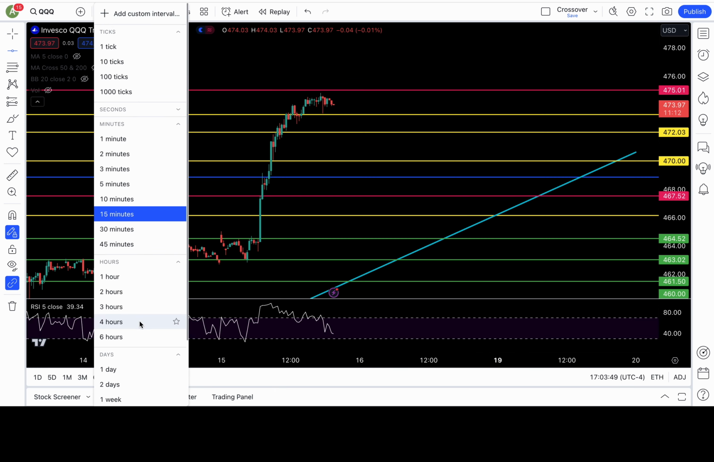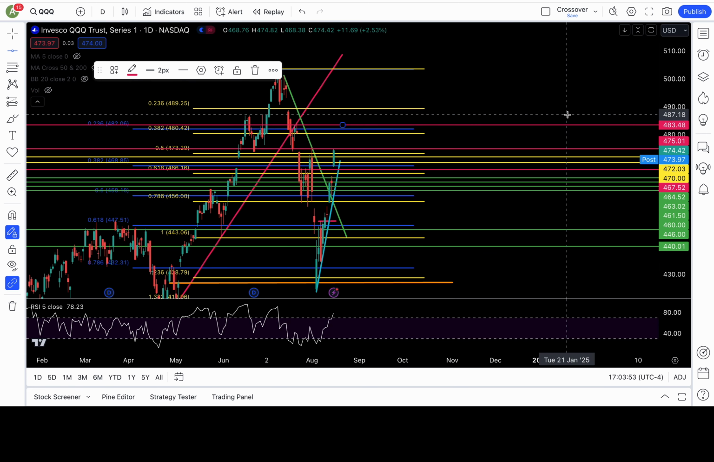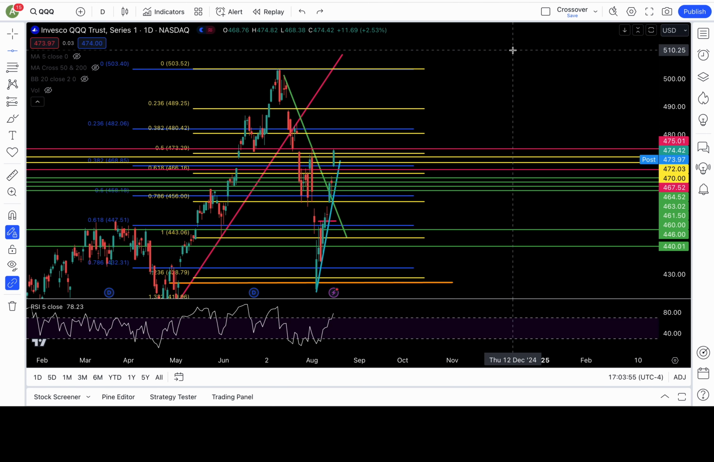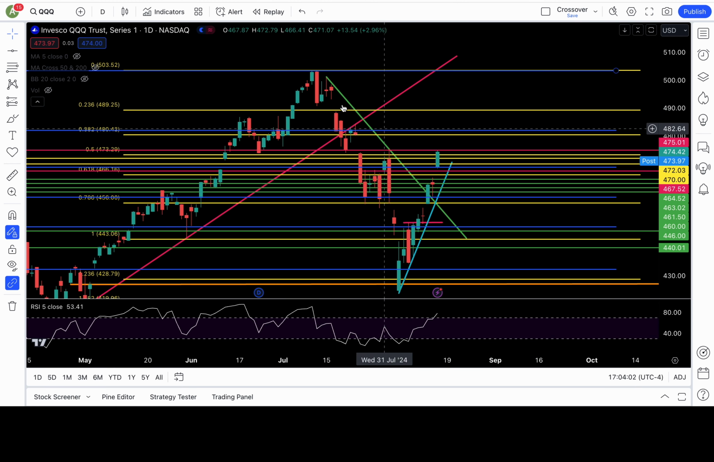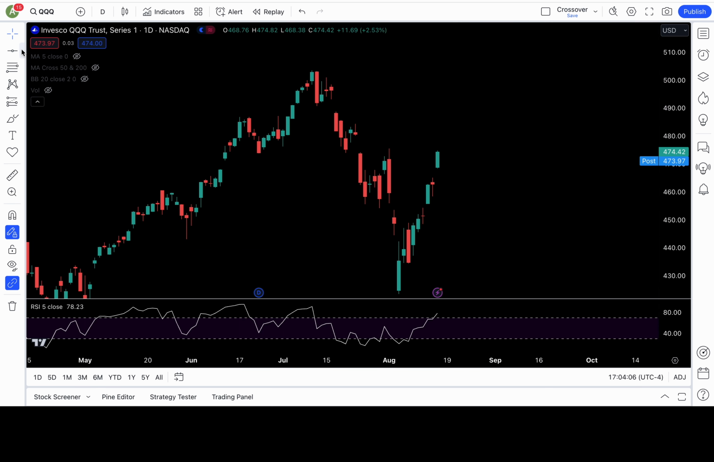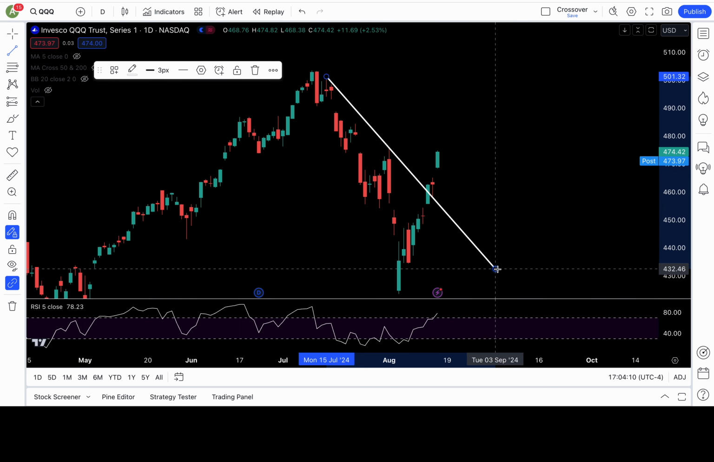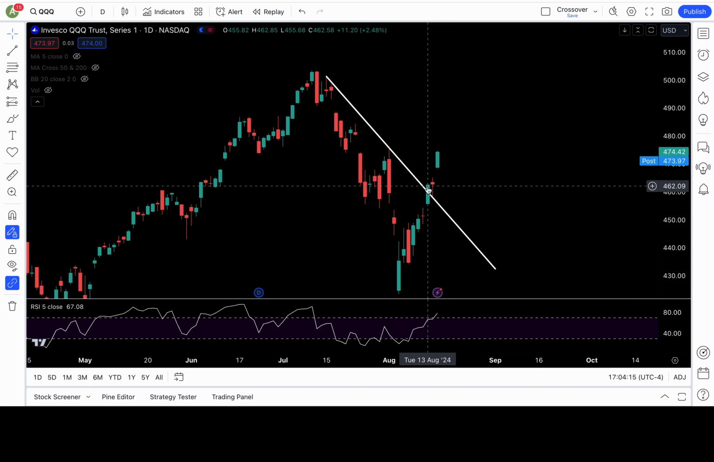Triple Q, I'm on a 15. Let me go to the daily. Look at that. Well, the thing with Triple Q is, unlike the SPY, when Triple Q broke out its downtrend line, it wasn't a breakaway gap. It was a traditional breakout. You guys see the breakout?